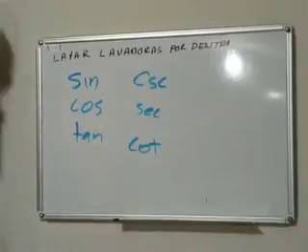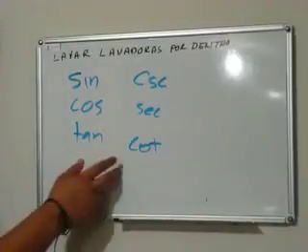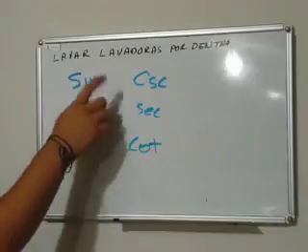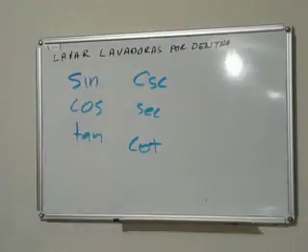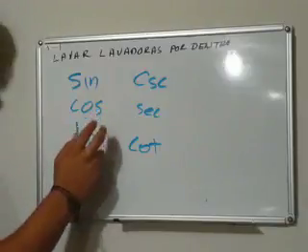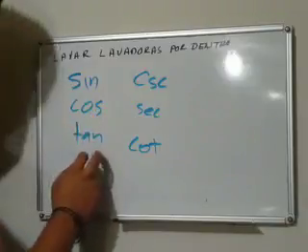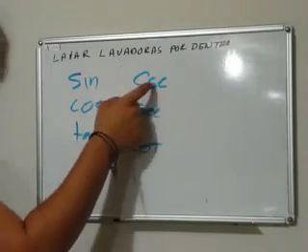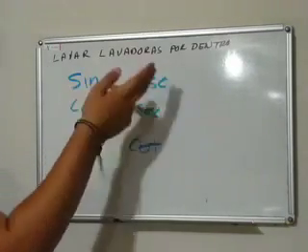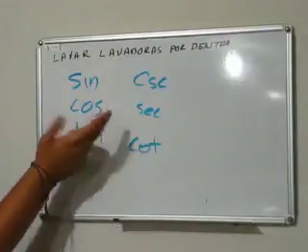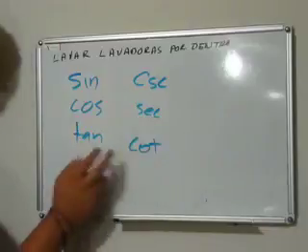A very important part of this unit is the 6 trigonometric functions. We have sine, cos, and tan. With SOHCAHTOA, for example, sine is opposite over hypotenuse, cos is adjacent over hypotenuse, and tan is opposite over adjacent. And these other ones are just flipped. So cosecant is sine backwards, secant is cosine backwards, and cotangent is tan backwards.